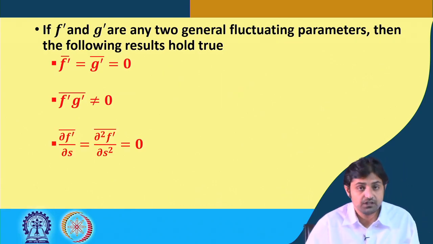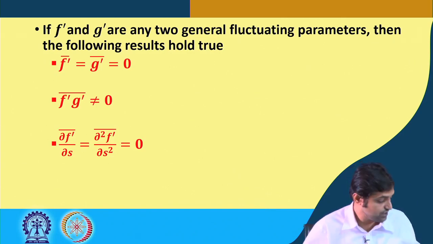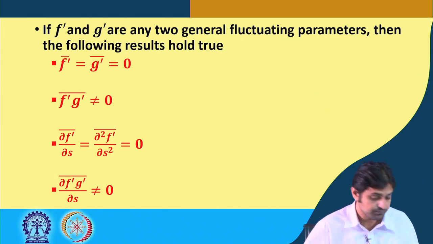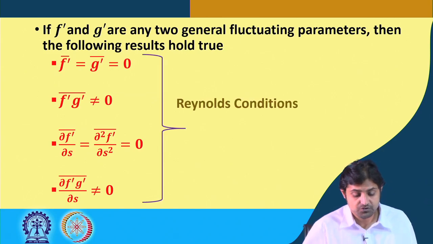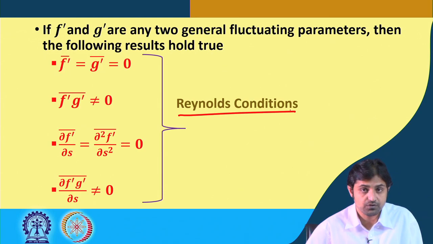The third is the derivative of f prime. So, the first derivative and also the second derivative of the fluctuation, if we take the average, is equal to 0. Also, if we multiply both fluctuations f prime and g prime, take the derivative and average it, it will not be equal to 0. So, these are called the Reynolds conditions. This we have already seen before.